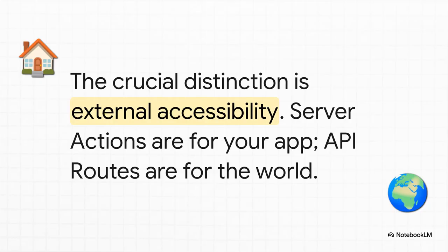So really, it all boils down to one simple question. Does something outside of your web application need to call this piece of logic? If the answer is yes, you need an API route. End of story. But if the answer is no, and it's just for your app's own use, then a server action is going to be the simpler, faster, and more secure way to go pretty much every time.